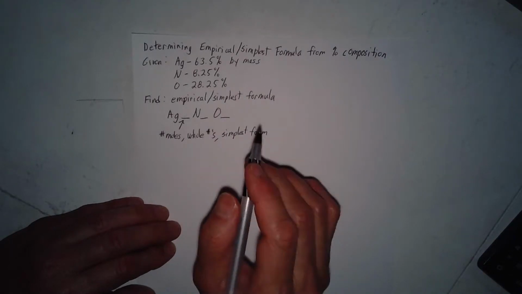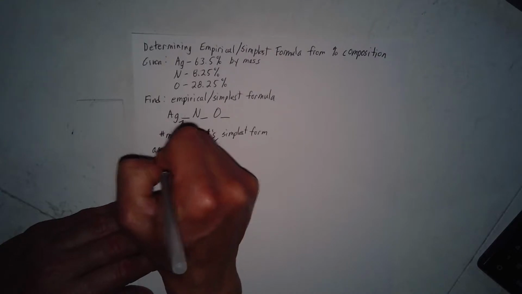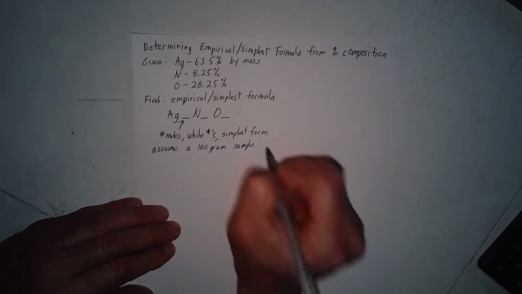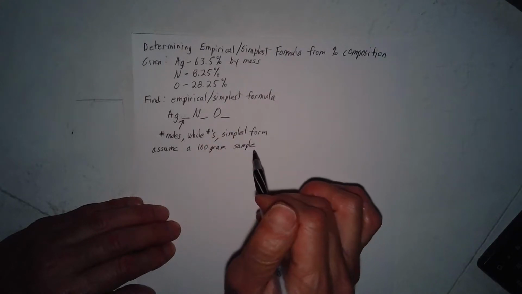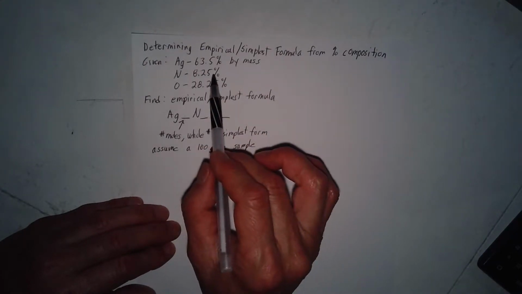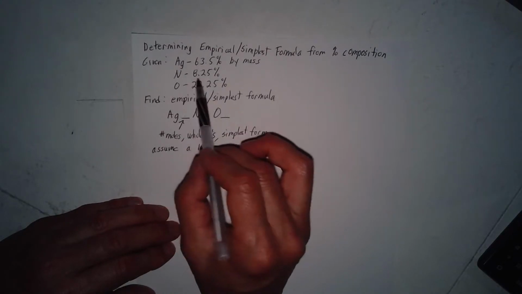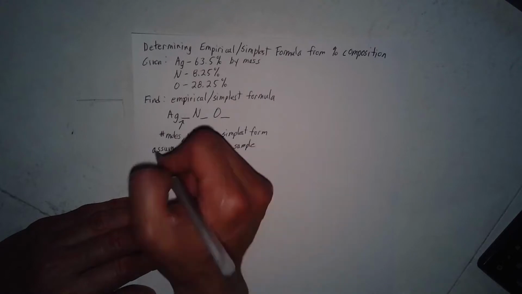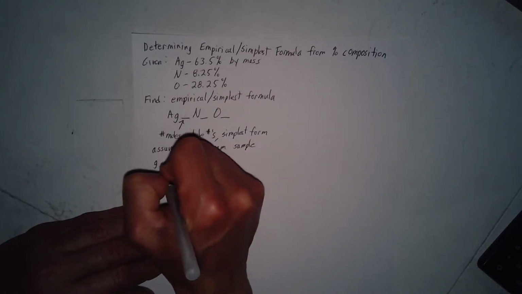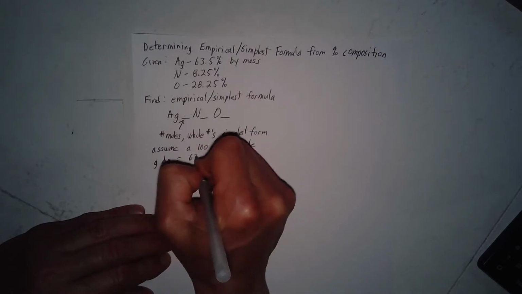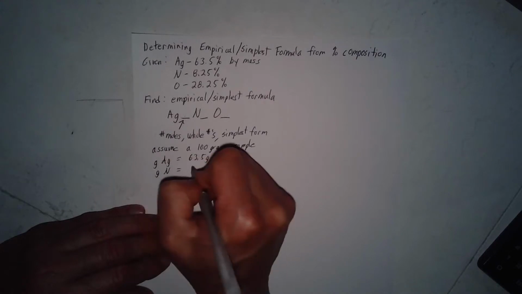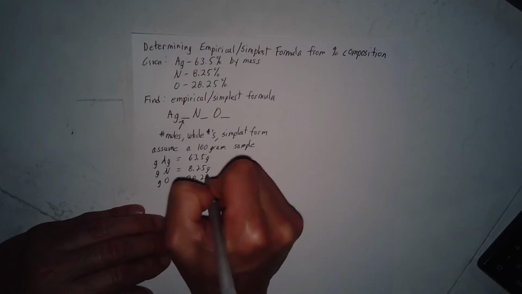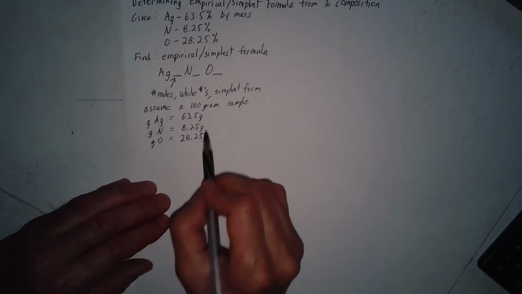So being that percentage is based on the number 100, what we do is we assume a 100 gram sample. It doesn't really matter what size sample we take, because we know that by percentage, no matter what size sample you have, the percentage is going to be consistent. Any size sample is going to be 63.5% silver, 8.25% nitrogen, and 28.25% oxygen. So we assume a 100 gram sample just to make our life easy, and we know that the grams of silver are going to be equal to 63.5 grams. The grams of nitrogen are 8.25 grams, and the grams of oxygen is equal to 28.25 grams.